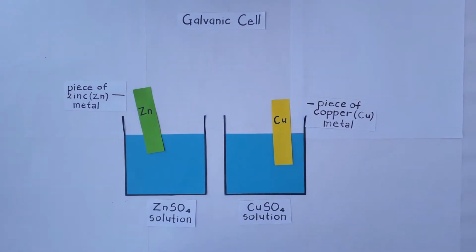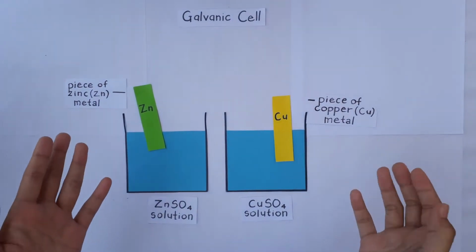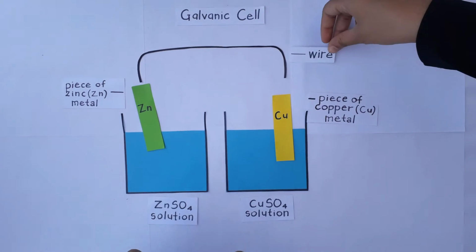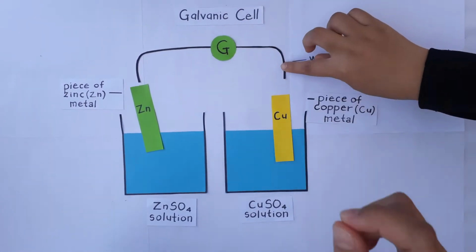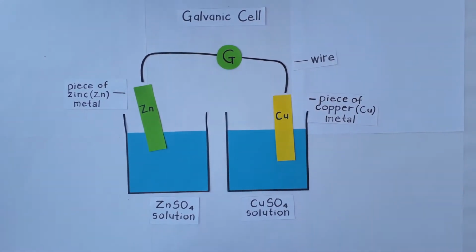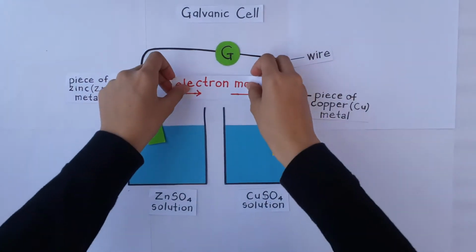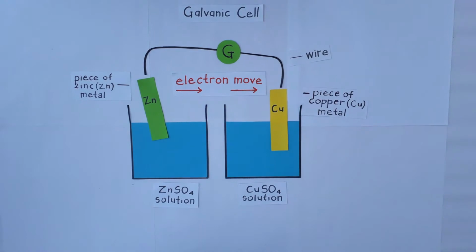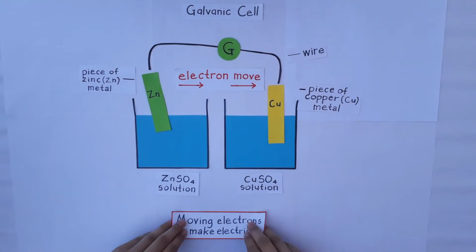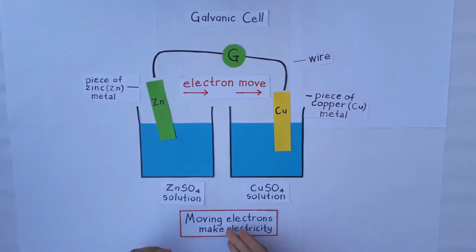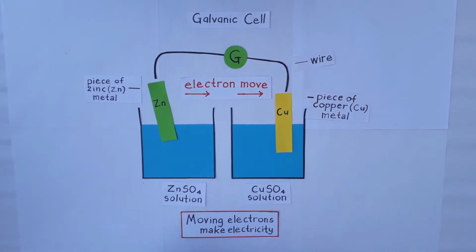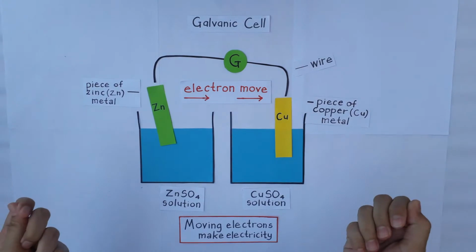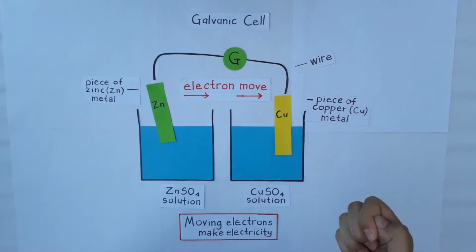The next thing we do is take a metal wire and use it to connect the 2 pieces of metal together. And when we do this, something amazing starts happening. Electrons start moving through this wire. They move from the zinc metal into the copper metal. Now, this is a big deal because moving electrons are what make electricity. So when we hook this wire together with the pieces of metal and electrons start moving through it, we have electricity.